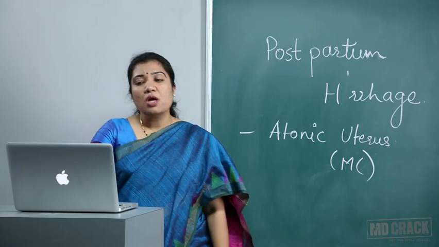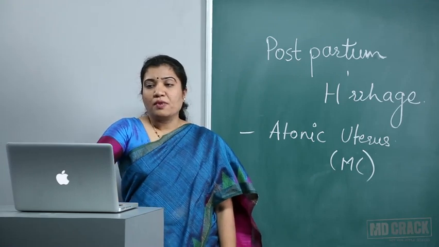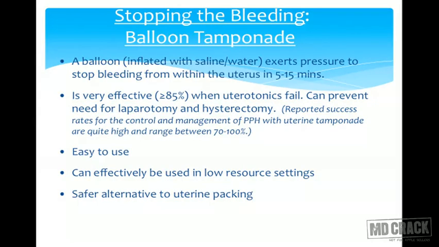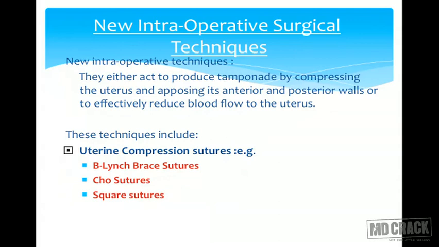Now we are going to see all these things in detail. Balloon tamponade, it exerts pressure inside the uterine cavity. Very effective if the uterotonics fail. Easy to use, low resource setting, and safe alternative to uterine packing. But if you don't have this, uterus can be packed just to have that pressure effect.